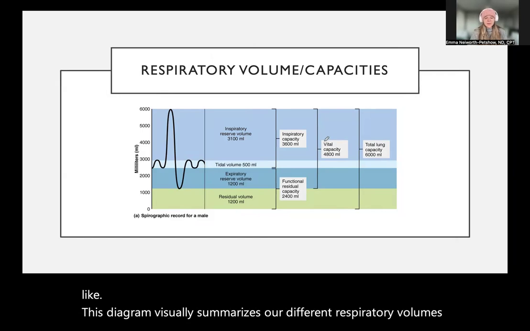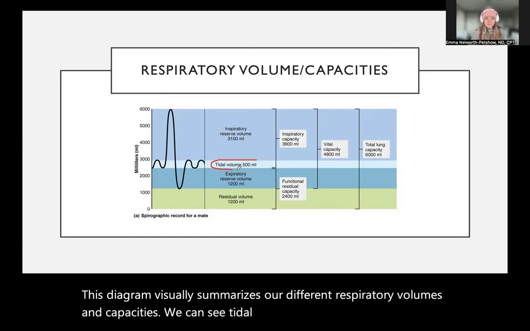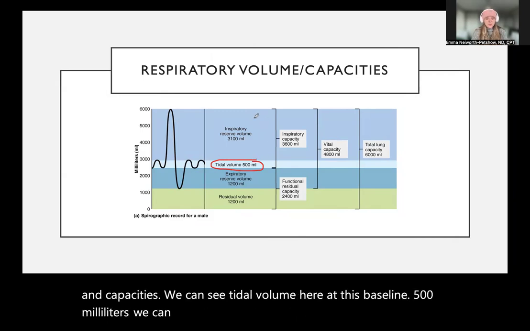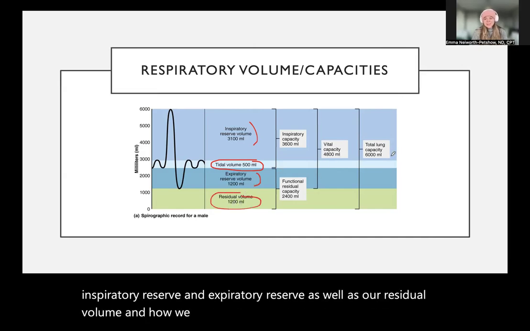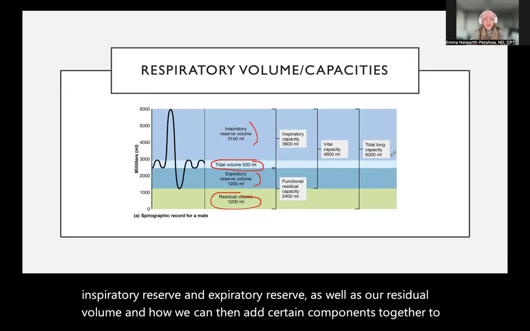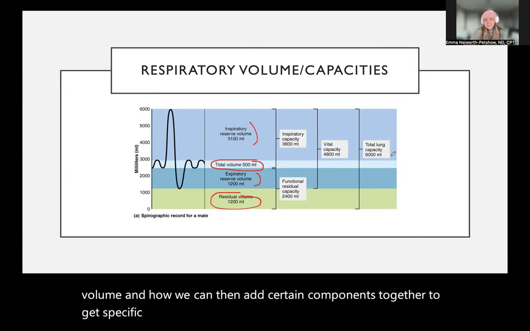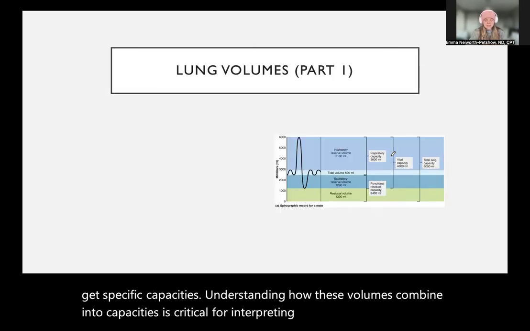This diagram visually summarizes our different respiratory volumes and capacities. We can see tidal volume here at this baseline, 500 milliliters. We can see our reserve volumes on either end, inspiratory reserve and expiratory reserve, as well as our residual volume, and how we can then add certain components together to get specific capacities. Understanding how these volumes combine into capacities is critical for interpreting our pulmonary function test.